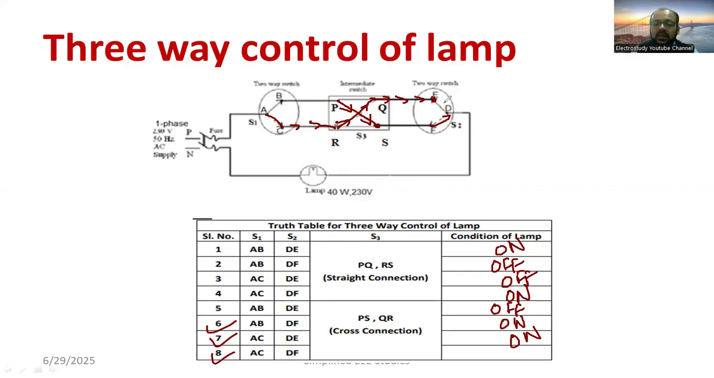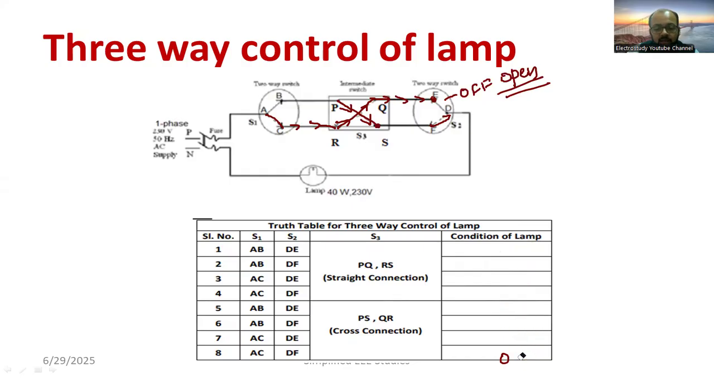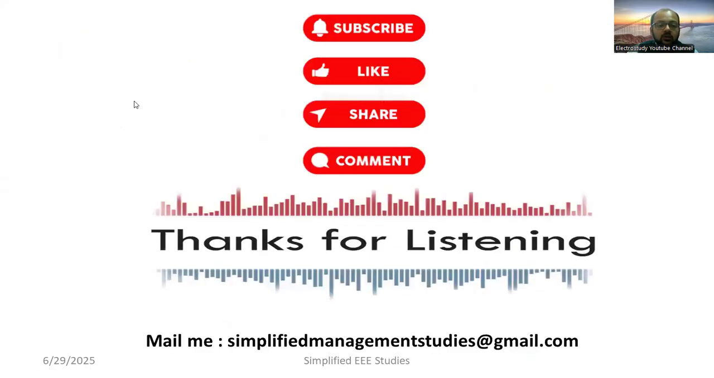But D and E is at off condition. Since it is at open condition, there won't be any passage between D and E. Therefore, the bulb remains off condition. So this arrangement is known as three-way control of the lamp. It is also known as jail wiring, where we can use it where a very long corridor is applicable for a certain building. The wireman should take care: if there is a long corridor building, you need to go for three-way control of lamp.